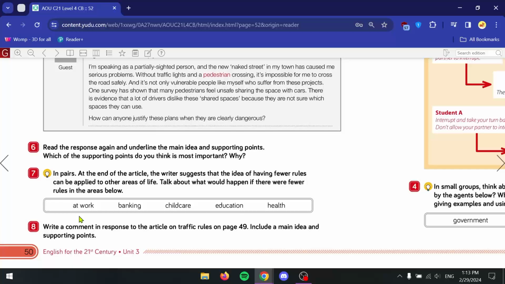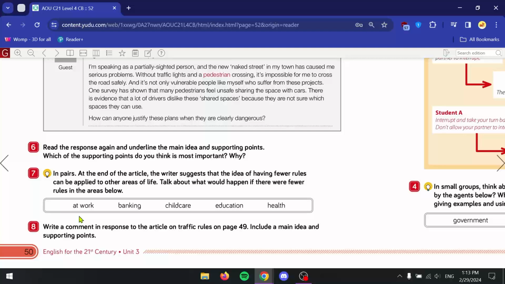Having fewer rules at work could be a good thing as it allows for more creativity and it just feels like a democracy instead of someone always telling you to do this, do that, and do it a very specific way. It kills any creativity and any ideas that you might have to make work better, I guess. So having fewer rules would benefit at work.